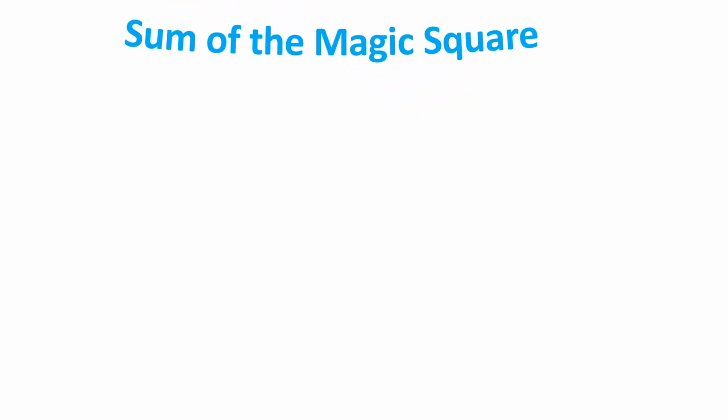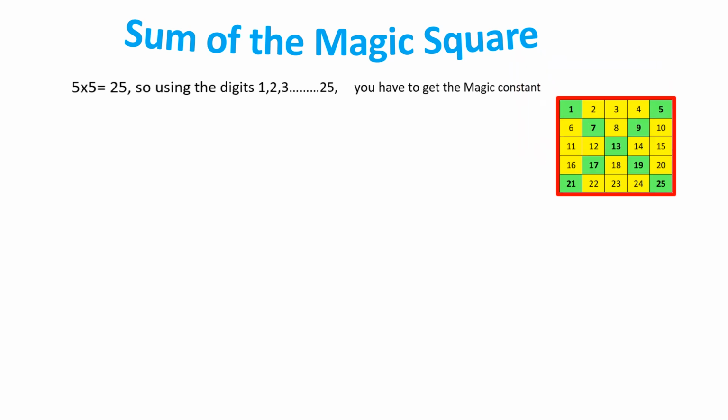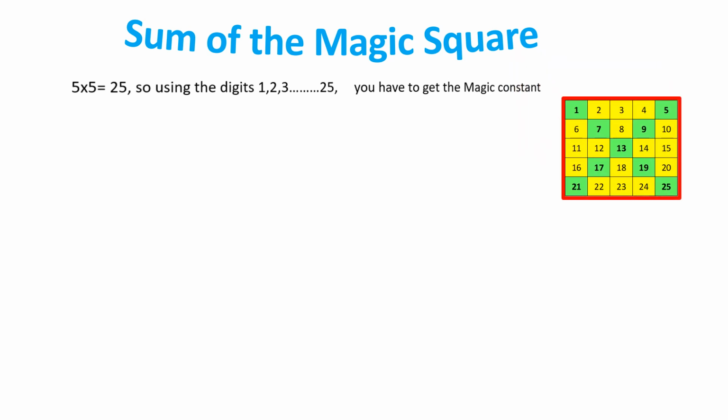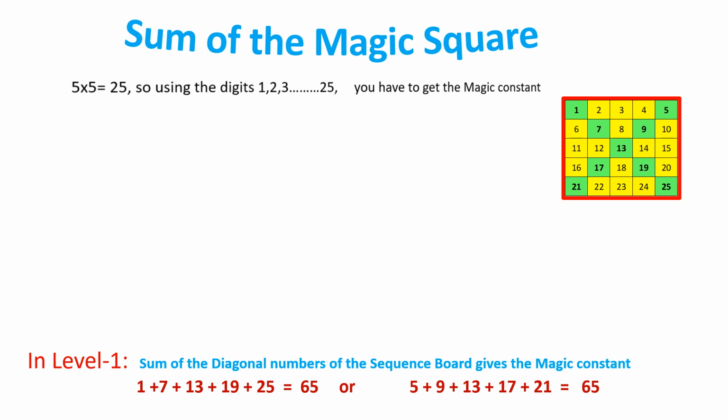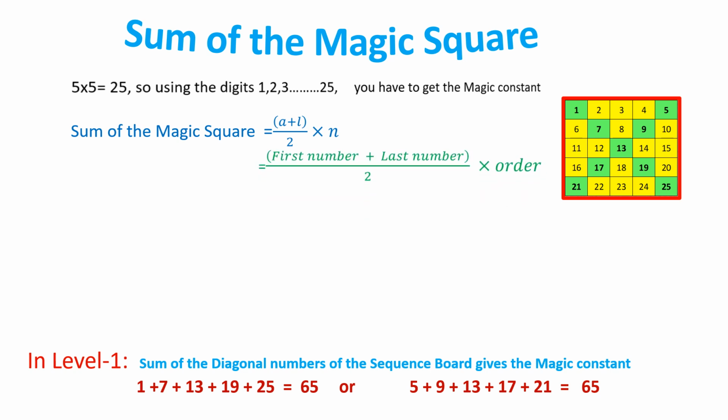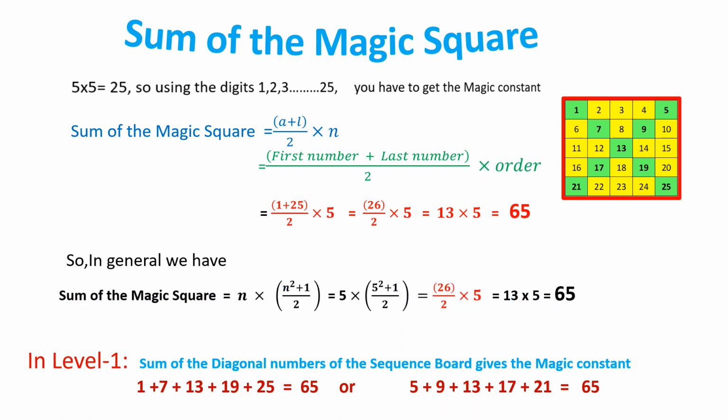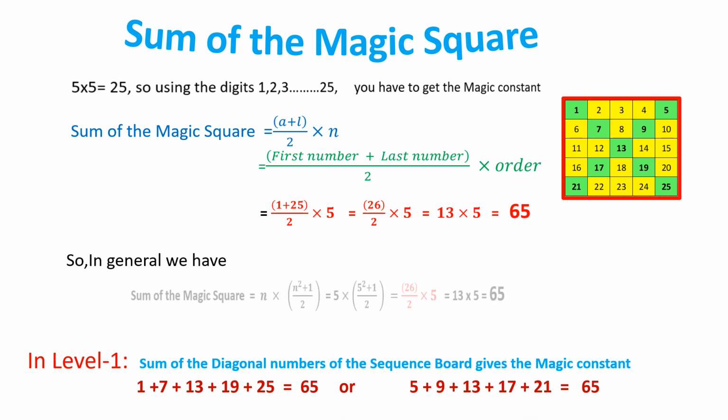Here it comes, how to calculate the sum of the magic square. 5 5s are 25, so using the digits 1 to 25, you have to fill up the grid. Just by adding its diagonal numbers, you will get the magic constant. Or else, the first number plus last number divided by 2, multiplied by the order of its grid, gives the magic constant. Or the general rule you can apply is n times (n squared plus 1) divided by 2. So 13 5s are 65.